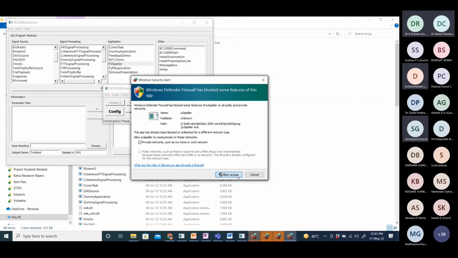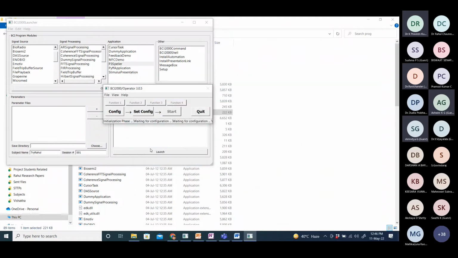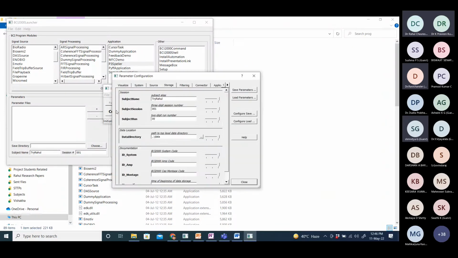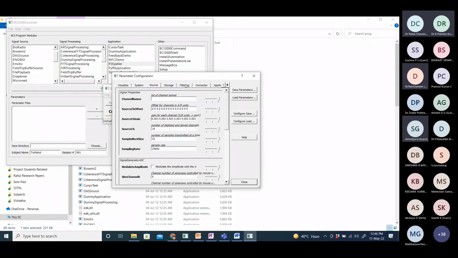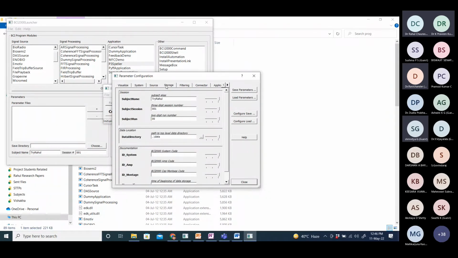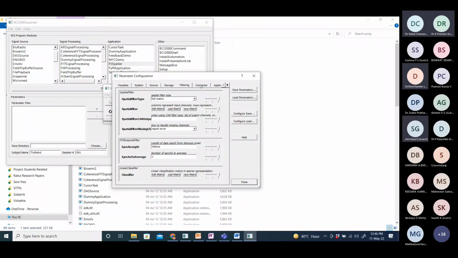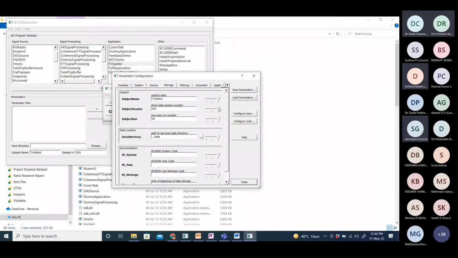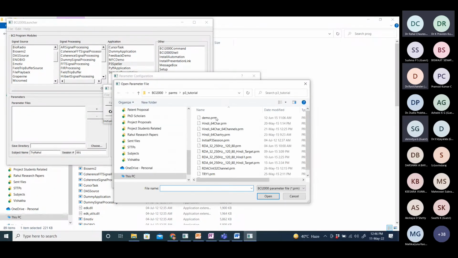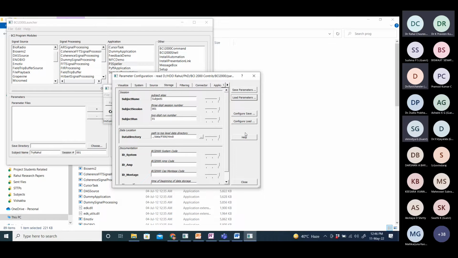Let me allow this. Then you have to configure. Configure means you have to decide how many rows or columns you want, the visualization, the system, the source from where you will get the signal, where you will store the signal, which kind of digital filter you want to apply, and the connector and application. Sometimes you need to do all these things. I have already done this, and saved it as a PRM parameter file, a demo parameter. They also give you some demo parameters. Okay, so this you have done.